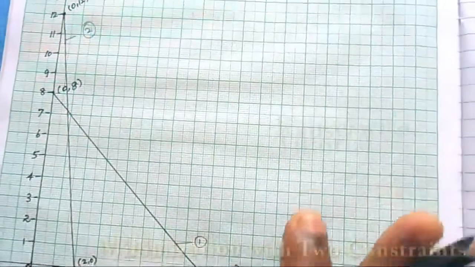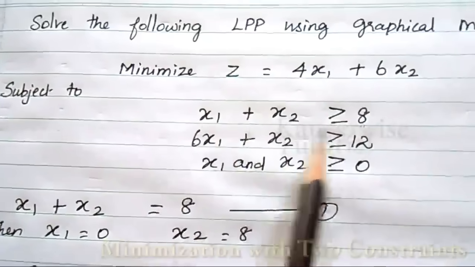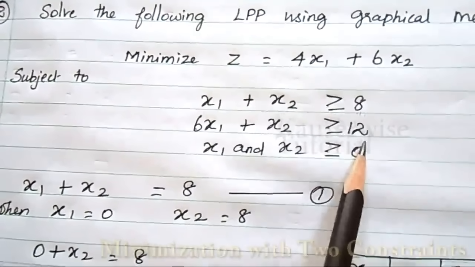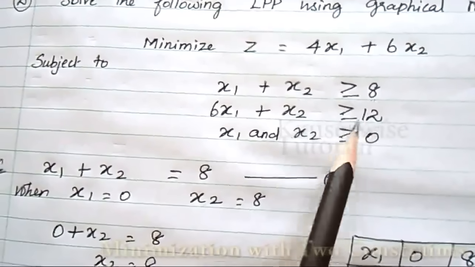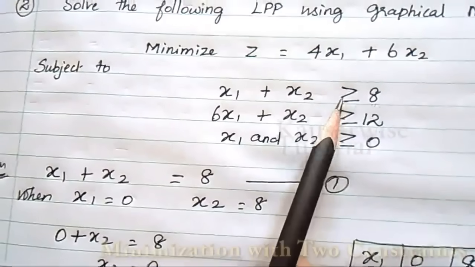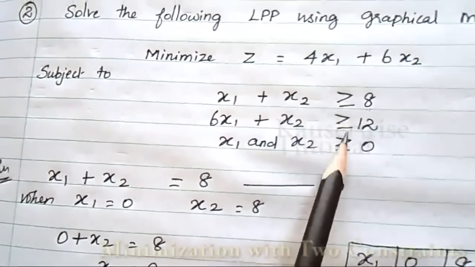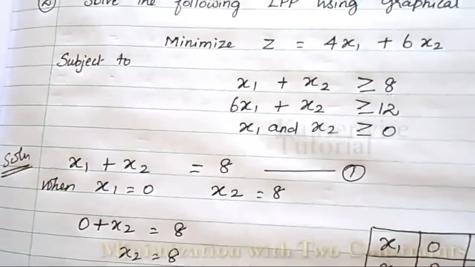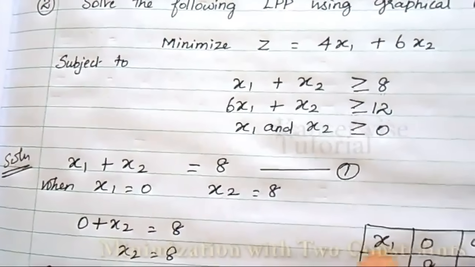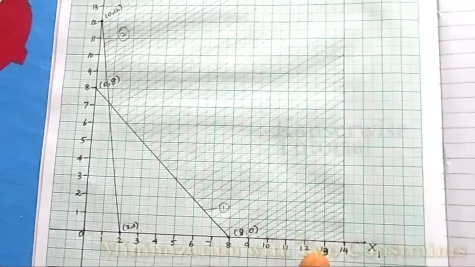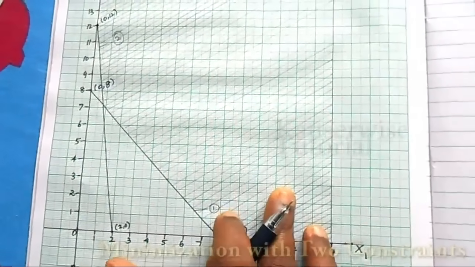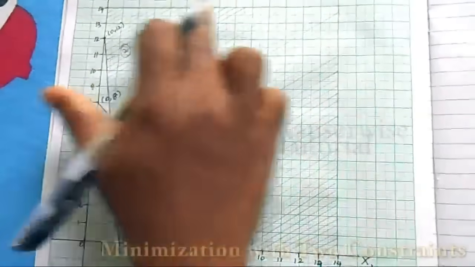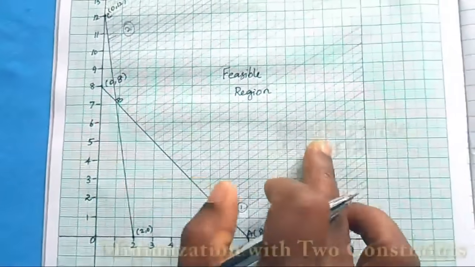Now you need to find the feasible region. Look at the first constraint: greater than or equal to 8. The second one is also greater than or equal to 12. When you find the feasible region, check whether it is lesser than or greater than. Both constraints are greater than or equal to, which means the feasible region must be above the first constraint as well as above the second constraint. This is the feasible region.